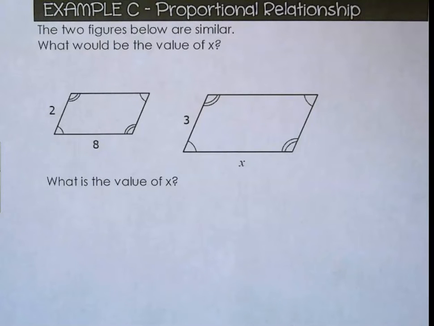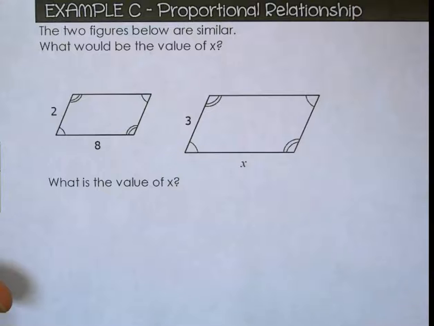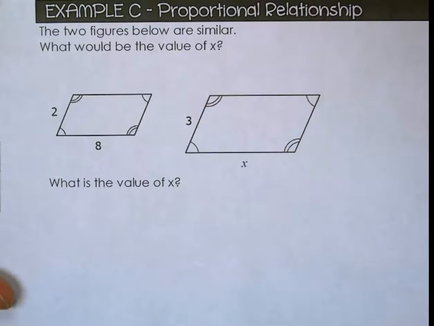Okay, here's example C. It says two figures below are similar. What would be the value of x? So now we actually need to find the missing value. There's a lot of different methods that different teachers use to set up and solve the proportions for these. One of the ways that your teacher might use is kind of a circle over square way.